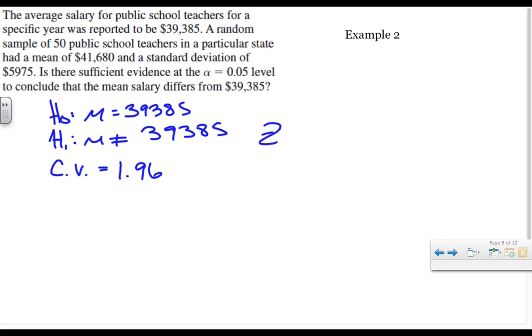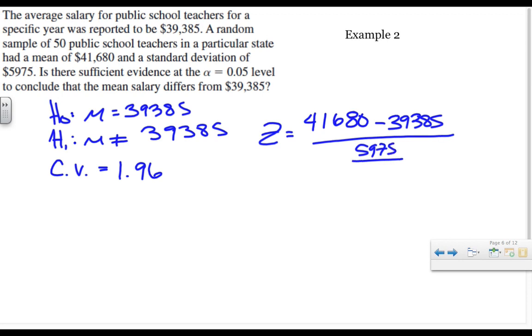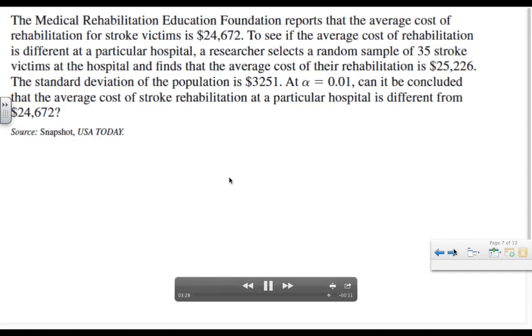It was 1.96, okay? So our z-score is 41,680 minus 39,385, divided by the standard deviation, 5,975, over the square root of 50. Now we want this to either be greater than 1.96 or less than negative 1.96. And we get 2.72. That's significantly bigger. So we can reject the null hypothesis, and we can say that these salaries are definitely different from each other.